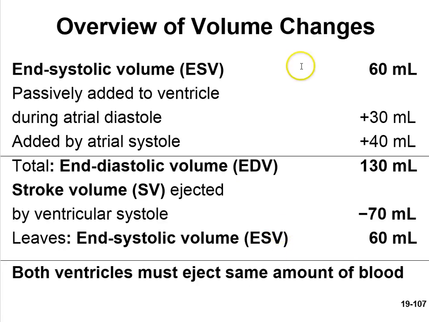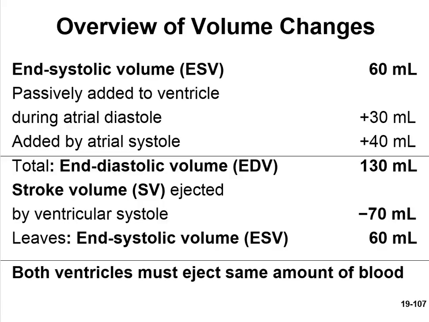So again, the volume changes here. If the end had 60 milliliters left in the ventricles, then what's passively added during atrial diastole is 30 milliliters. And then when the atria contract at 40 milliliters, then the end diastolic volume is 130 milliliters. The stroke volume ejected by ventricular systolic contraction, 70, which then leaves us back to 60 again.